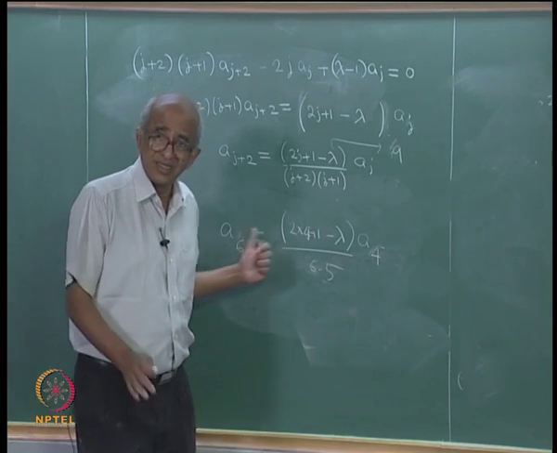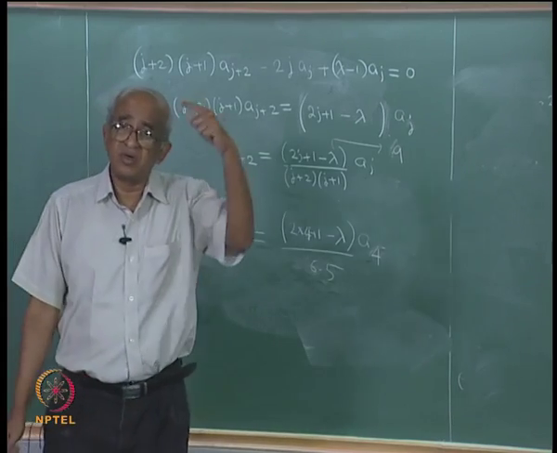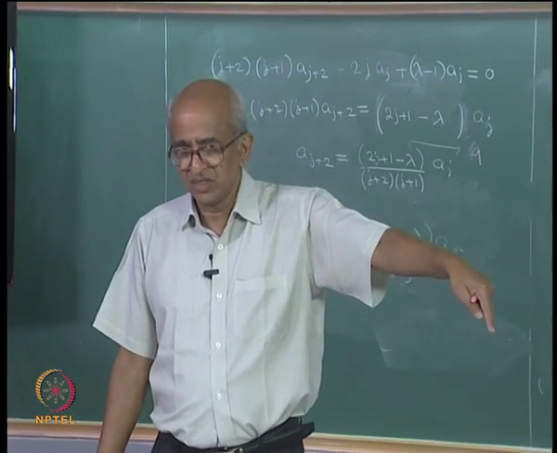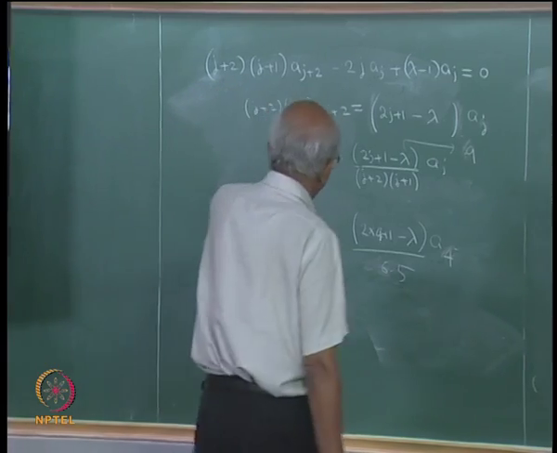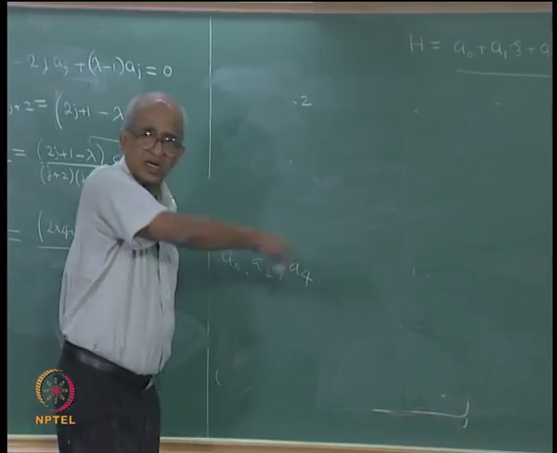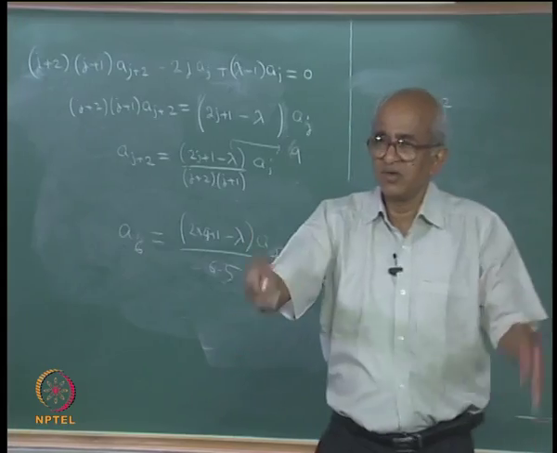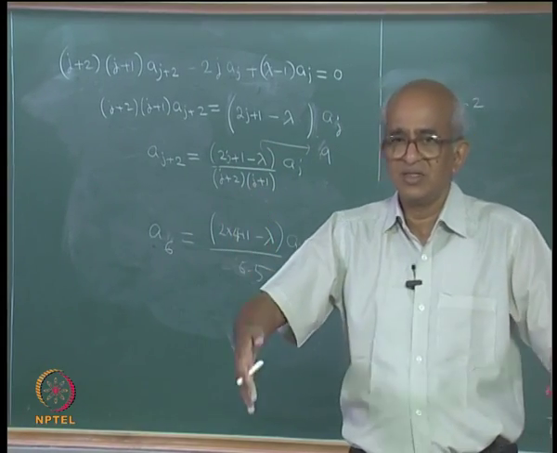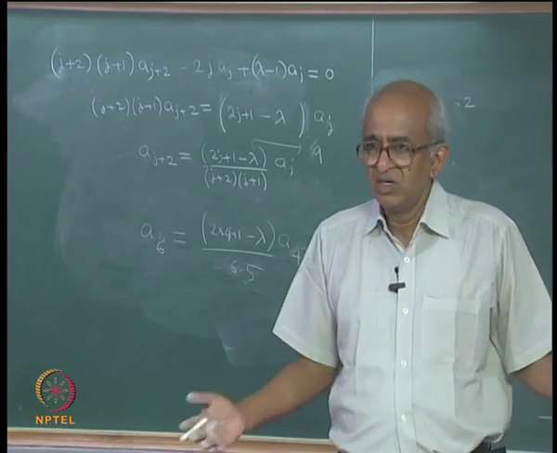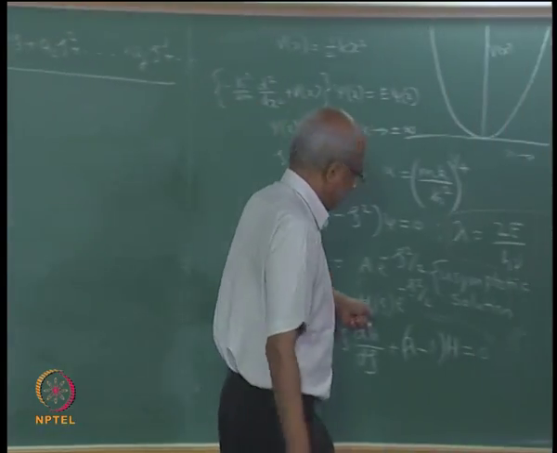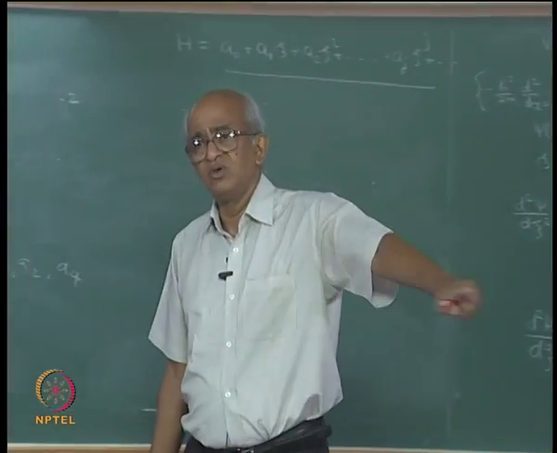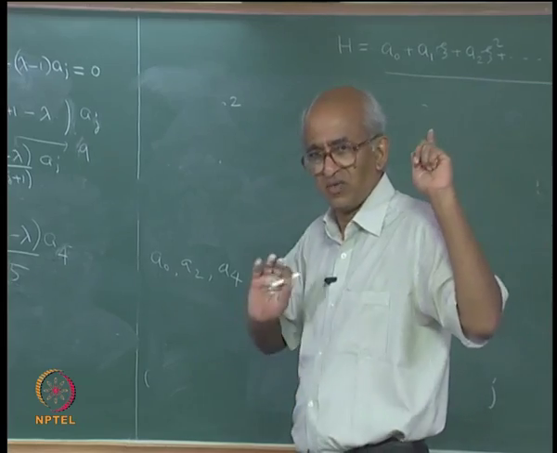a4 is not 0, but a6 is 0, and if a6 is 0, what about a8? a8 is determined in terms of a6. So, if I have lambda equal to 9, then I will have a0, a2, a4, and starting from a6 all the terms are 0, and therefore, I have successfully terminated the series at a finite power of c, and I will have an acceptable solution. There is absolutely no problem, because this h is a polynomial, and any polynomial multiplied by e to the power of minus c square by 2 will tend to 0 as c tends to infinity, and therefore, everything is fine.